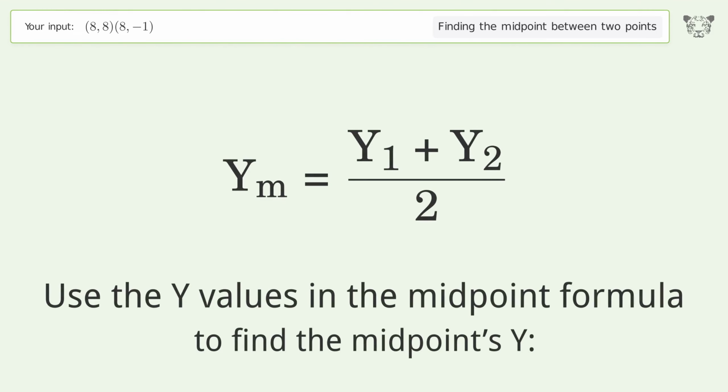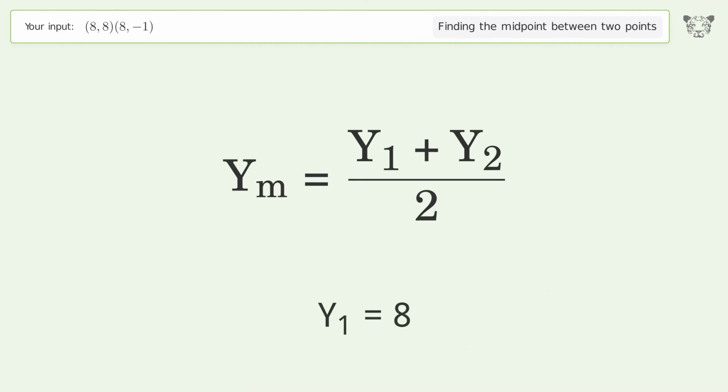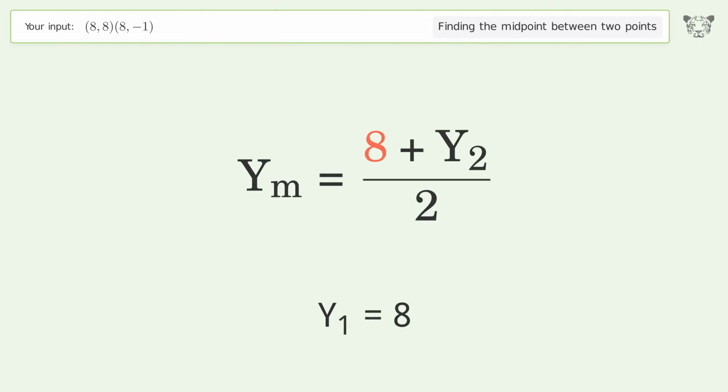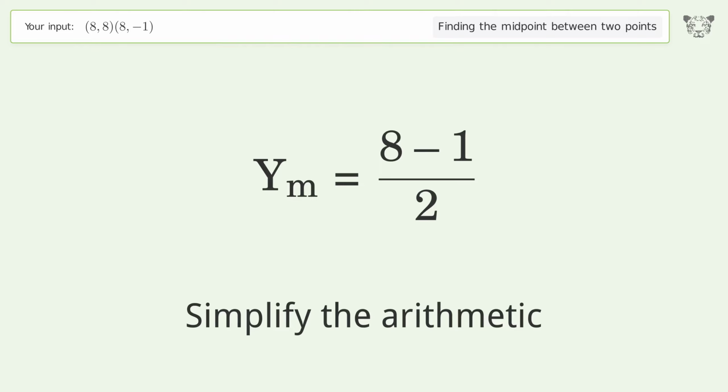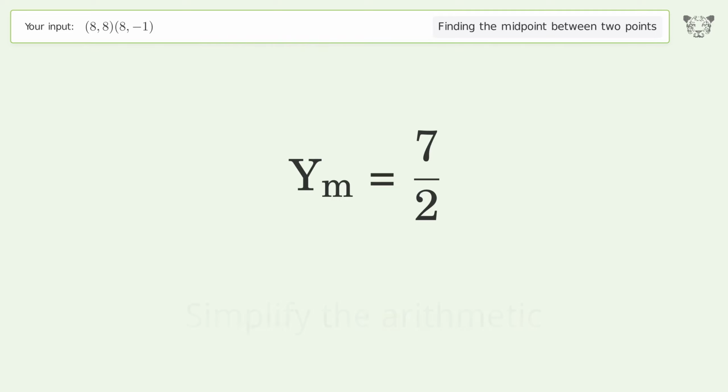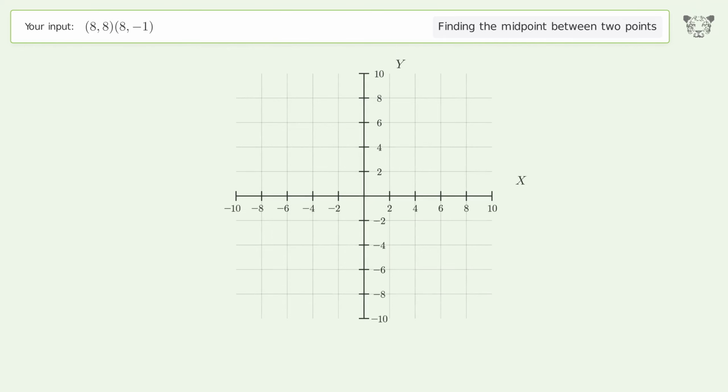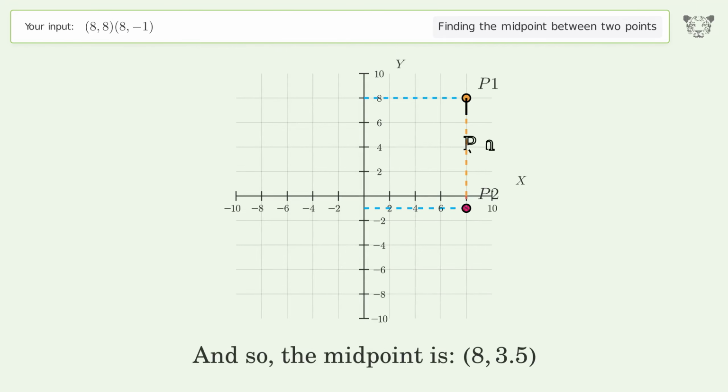Use the y values in the midpoint formula to find the midpoint's y. y1 equals 8. y2 equals -1. Simplify the arithmetic. And so, the midpoint is 8, 3.5.